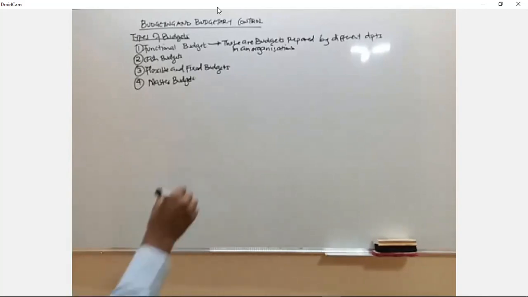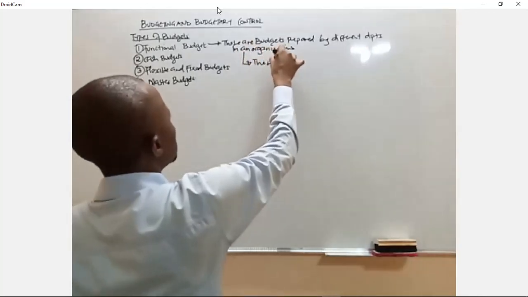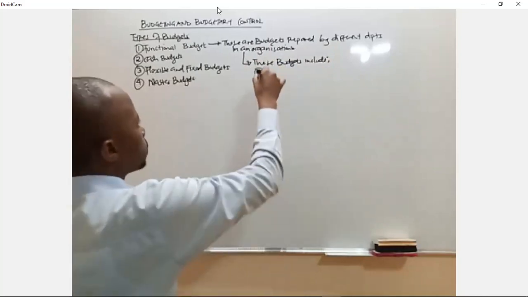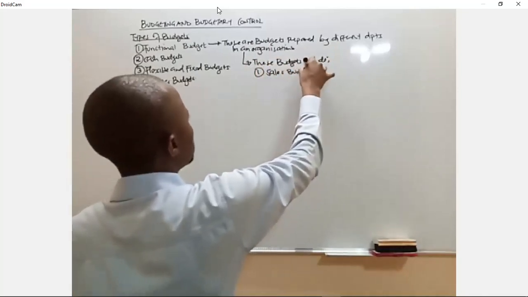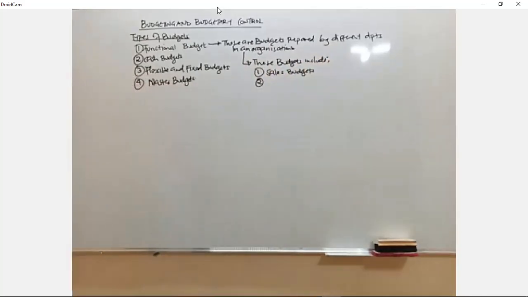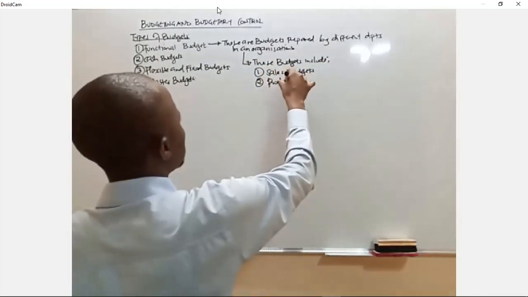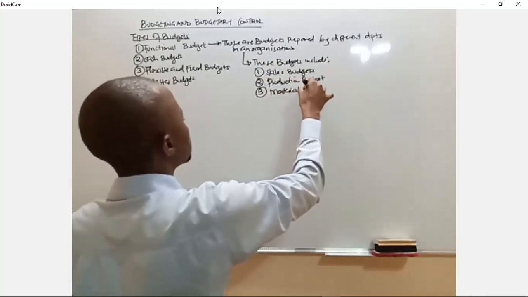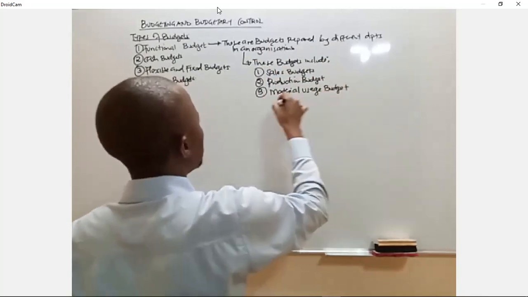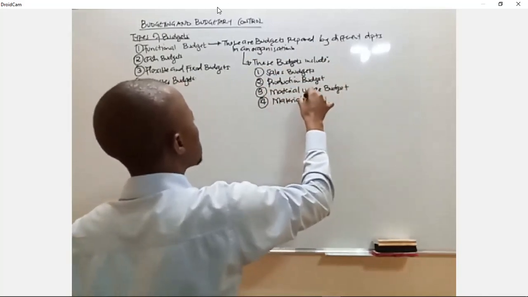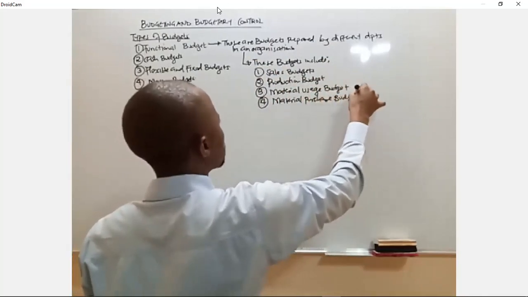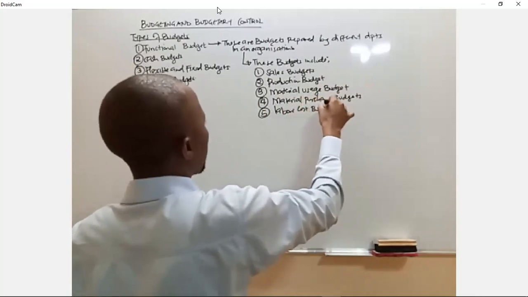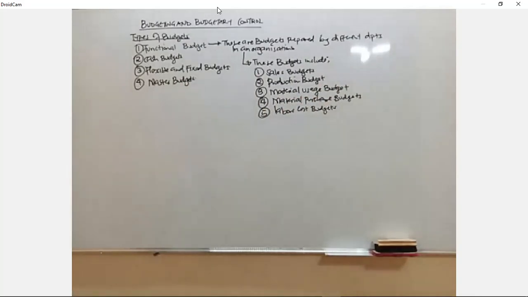Now, these budgets normally include, number 1, sales budgets. Number 2, the production budgets. Number 3, the material usage budgets. Number 4, the material purchase budgets, among other budgets. We can also talk about number 5, labor budgets, the labor costs budget, among other types of budgets which you have to be preparing under that environment.